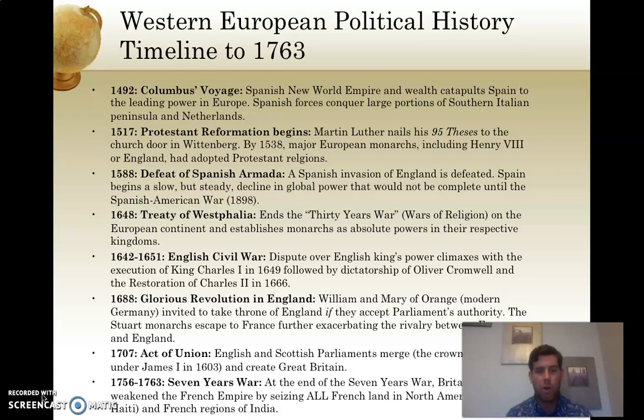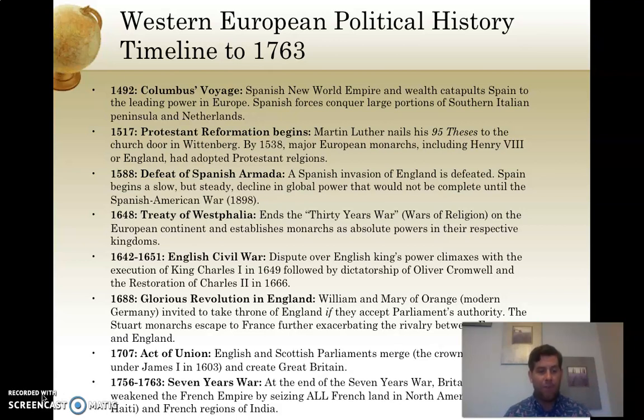The Protestant Reformation begins shortly after Columbus's voyage in 1517 when Martin Luther nails his 95 Theses to the church door in Wittenberg, and this will create new kingdoms that are Protestant and Catholic and new rivalries. In 1588, the English are going to defeat the Spanish Armada, which creates a very slow but steady decline of Spain and an increase in power of England and eventually Great Britain. 1648 is the Treaty of Westphalia. This ends the Wars of Religion, or the 30 Years' War, and creates a new system of government, what's called absolute monarchy in Europe, and we'll talk a bit about that.